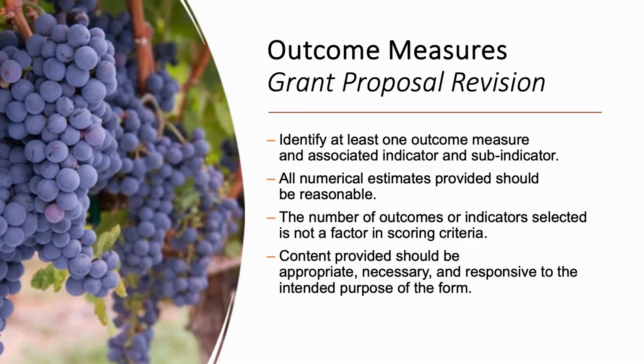All projects must select at least one outcome measure and associated indicator and/or sub-indicator. All numerical estimates provided should be reasonable. The number of outcomes or indicators selected is not a factor in the scoring criteria, and the content provided should be appropriate, necessary, and responsive to the intended purpose of the form.